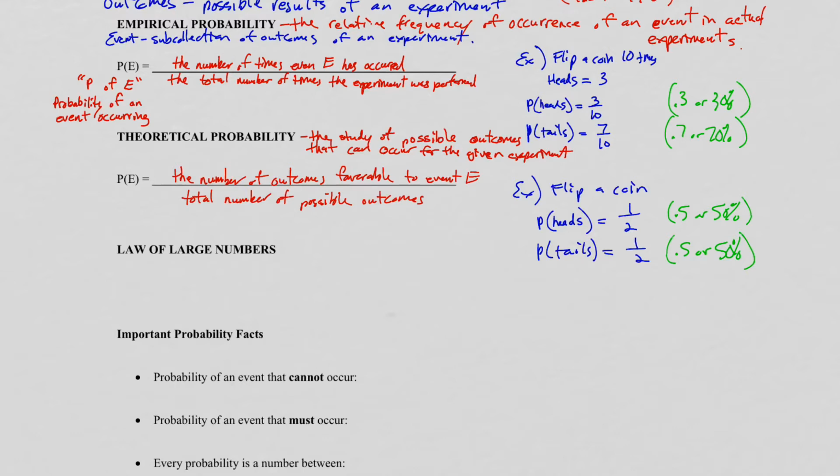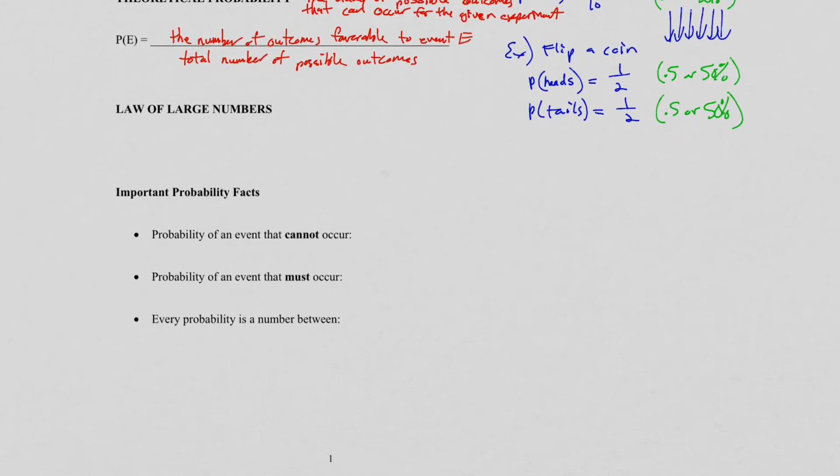And we actually have something called the law of large numbers. The law of large numbers is going to basically tell us that if we do a bunch of experiments, let's say we do sets of 10, and we do it over and over and over again, and we do a bunch of flips or tosses, it's going to get closer and closer to the 0.5 or the 50%. So this is the law of large numbers.